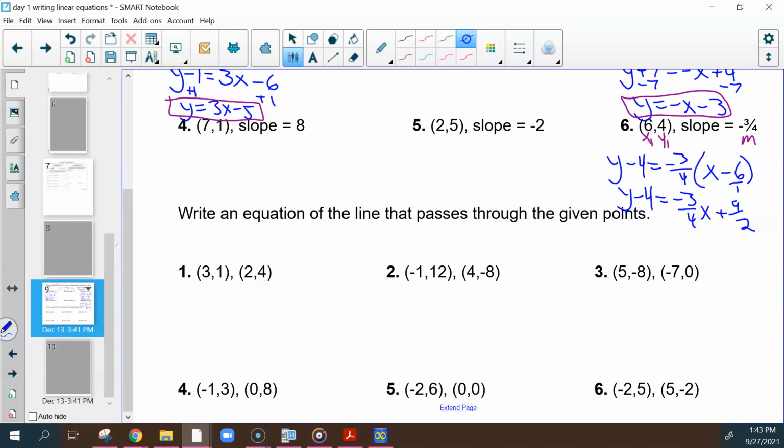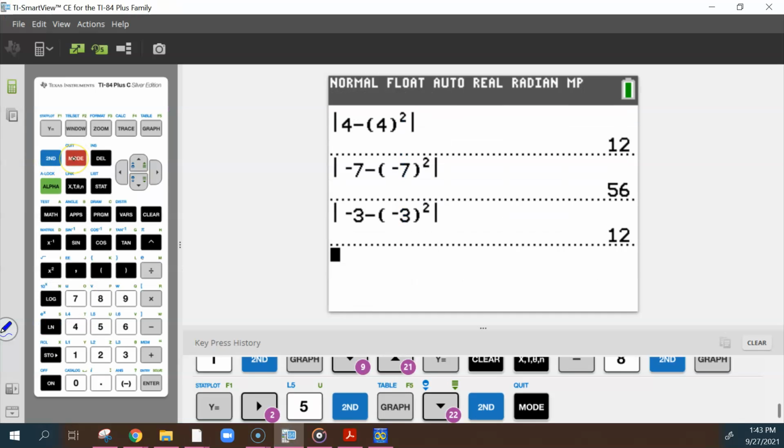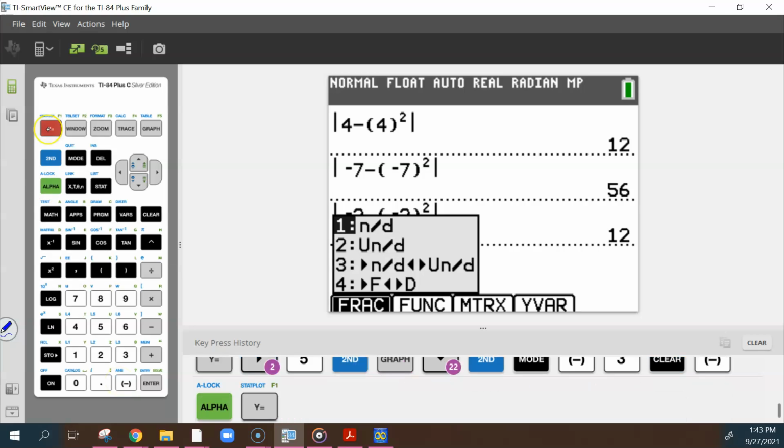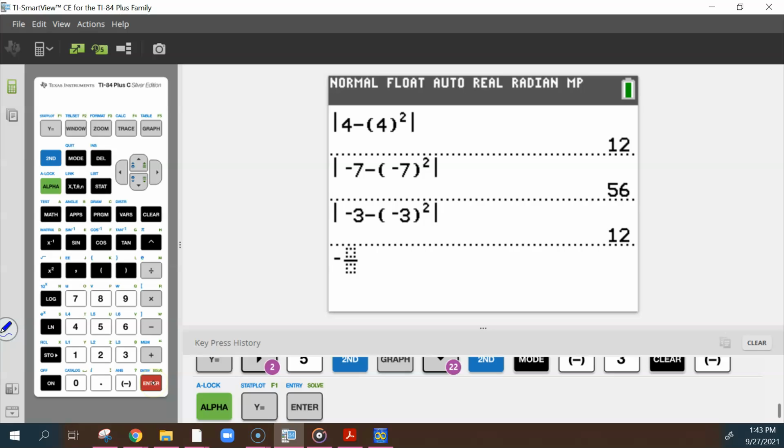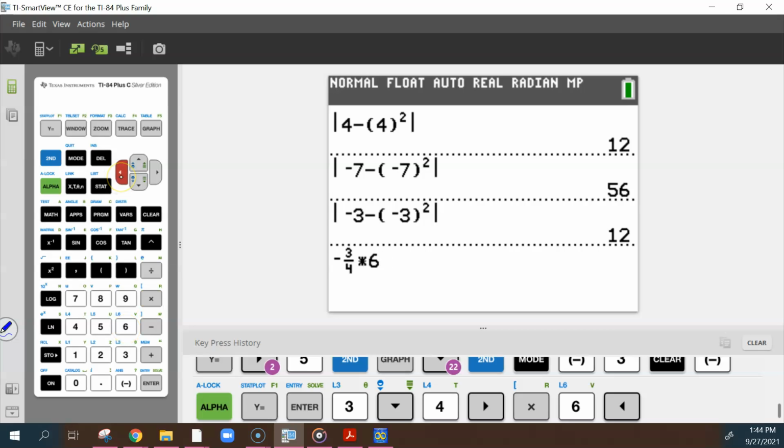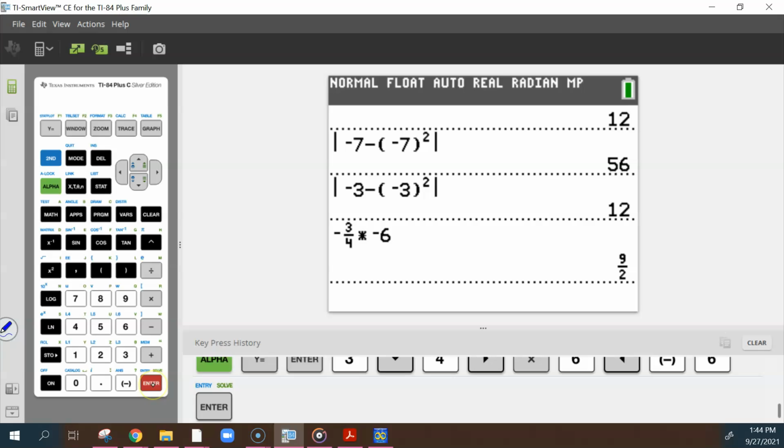If you had your calculator out, I could also do that here, so I could say negative 3, fractions, go to alpha by equals, it'll give you the fraction bar. Put in 3/4, multiply it by negative 6. It will simplify it for you if it's in fraction form. If you don't put it in fraction form, it's going to give it to you in decimal form.